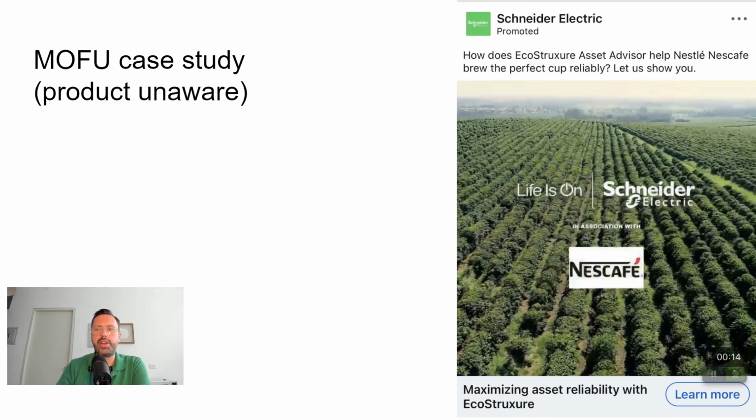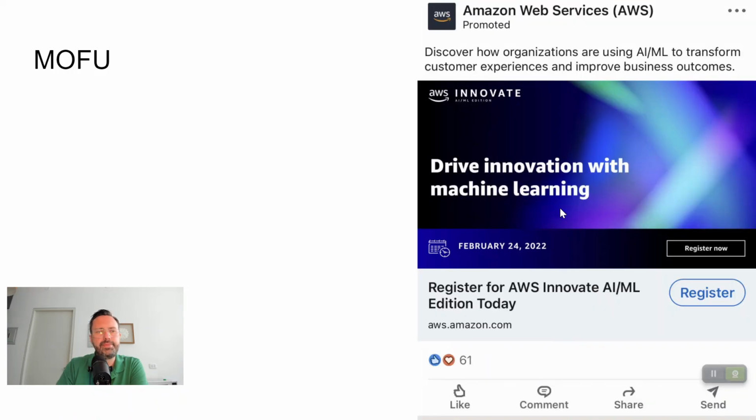So here we have a good case where Schneider Electric is talking about a case study with Nescafe and how EcoStruxure Asset Advisor, so this is the specific thing that they're selling, helps Nestle Cafe brew the perfect cup reliably. Let us show you. And then you have a CTA here that's just Learn More. It's not Sign Up. It's just educating you about the product. You can get people to sign up later.